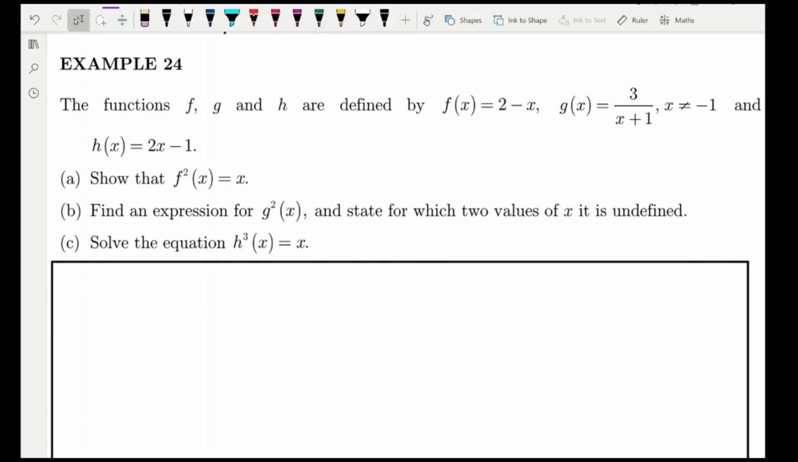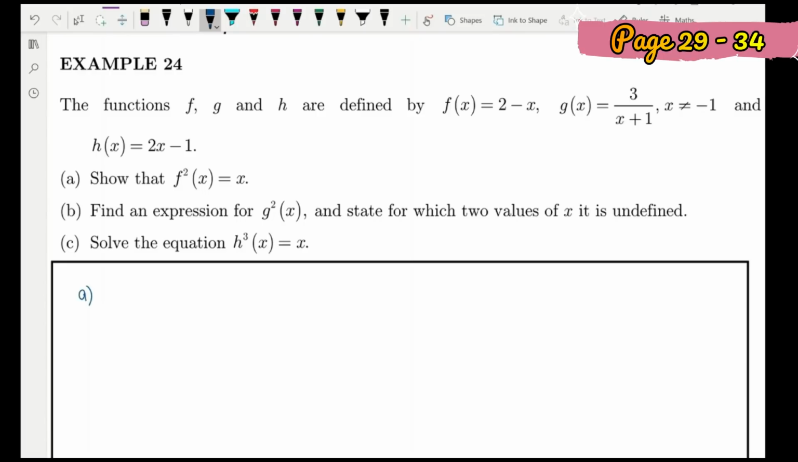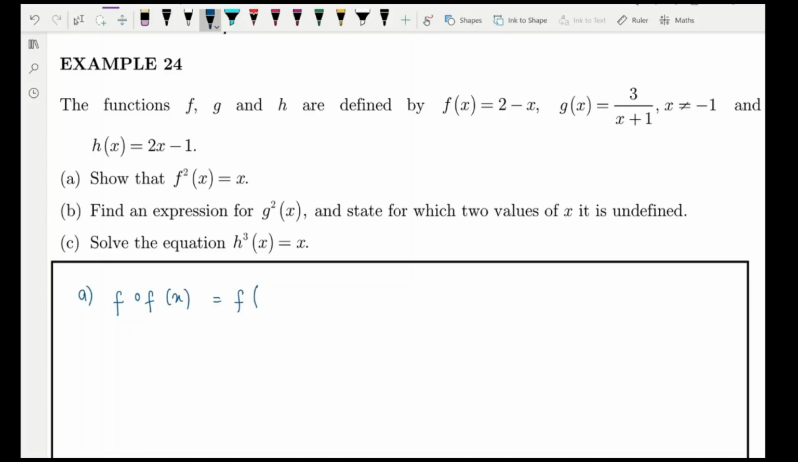Example 24. The functions f, g and h are defined by fx, gx and hx. Show that f squared equal to x. So first, we must find the composite function for f of fx, and then we must show that the answer is x. So substitute f into f means 2x minus x, and then 2 minus x we substitute with 2x. So the final answer is x.